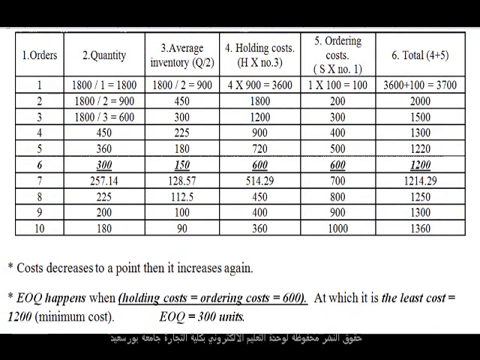This table has 6 columns from 1 to 6. First one, number of orders. We assume number of orders start from 1 to 10. Second one, quantity. This equals annual demand over number of orders. Annual demand 1800 over 1, 1800 over 2, 1800 over 3, 1800 over 4, and so on.